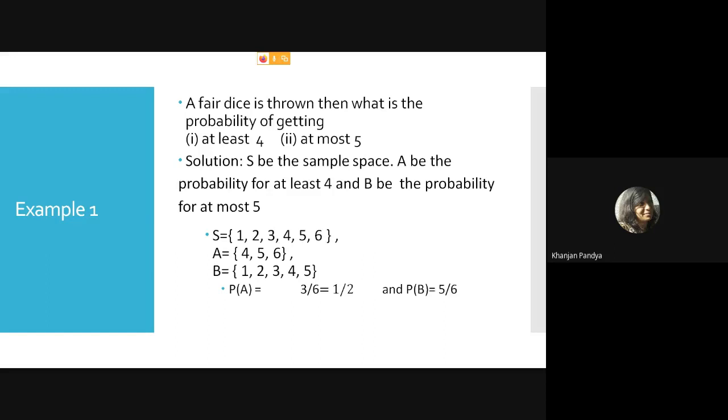So let S be a sample space, and A be the event for at least 4, and B be the event for at most 5. So how many outcomes will occur if we are throwing a die? Obviously it is 6. So S is 1, 2, 3, 4, 5, and 6. A is the event of at least 4.